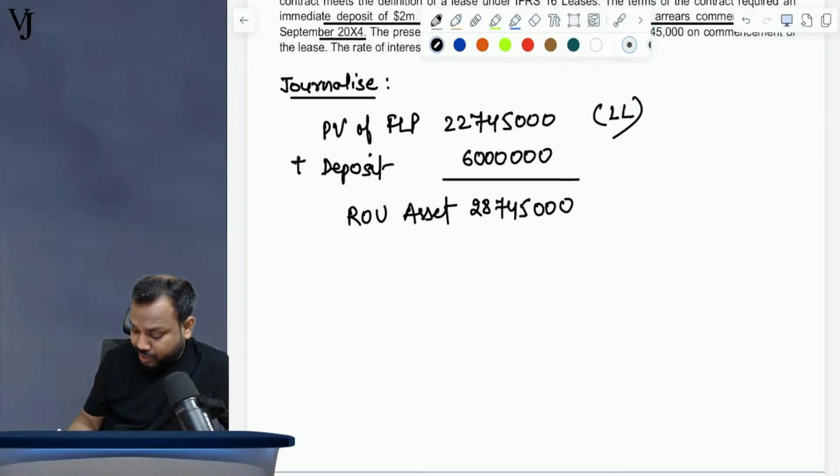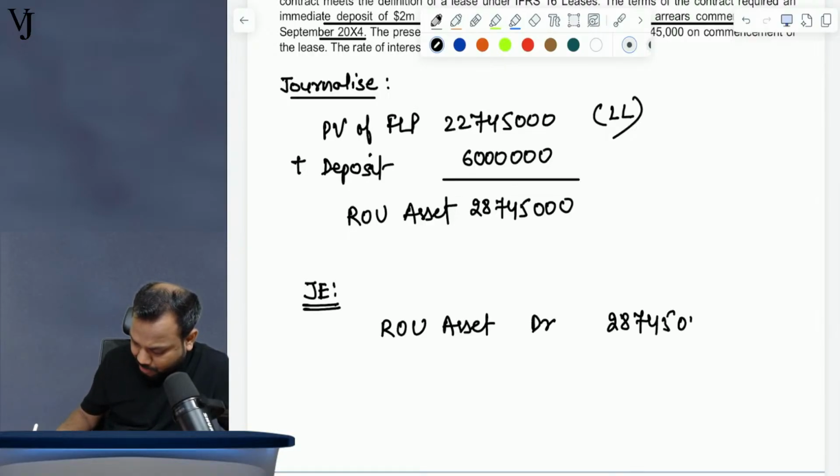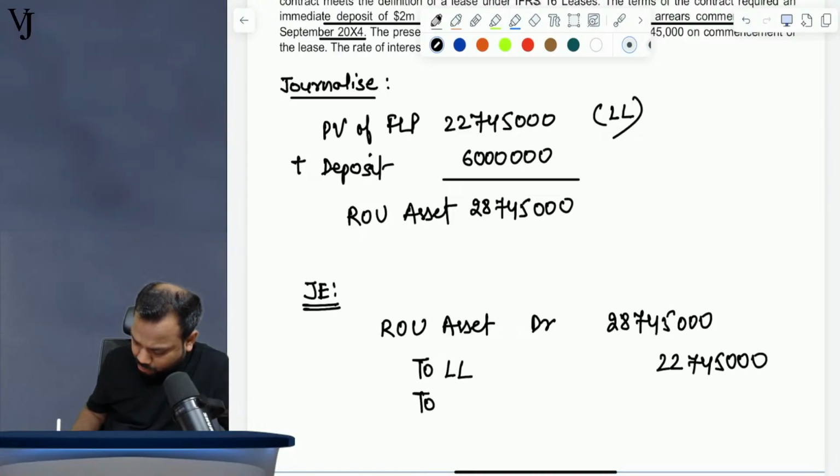It becomes 28,745,000. And the journal entry will be: ROU asset account debit 28,745,000, to lease liability 22,745,000, to bank, 6 million.